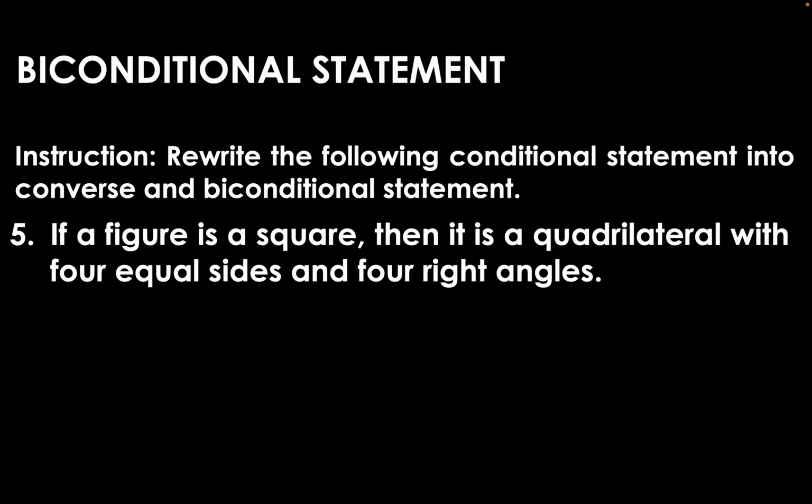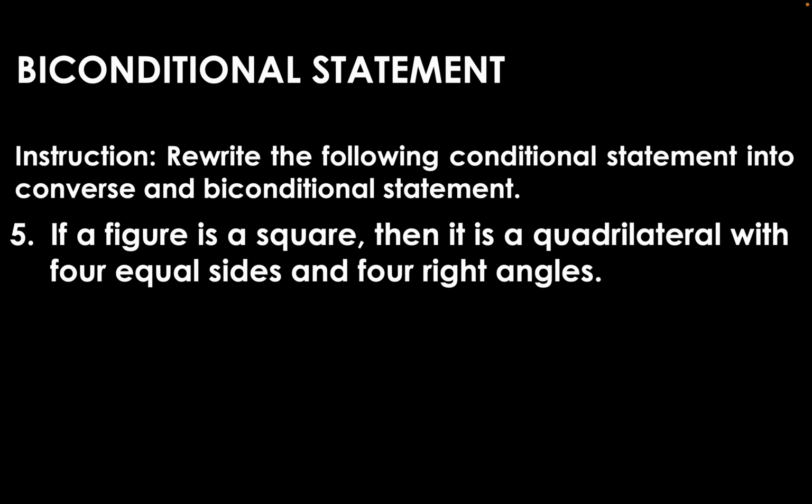Next, number 5: if a figure is a square, then it is a quadrilateral with four equal sides and 4 right angles. So we have our P statement, a figure is a square, then our Q statement, it is a quadrilateral with 4 equal sides and 4 right angles. So that is our conditional statement.